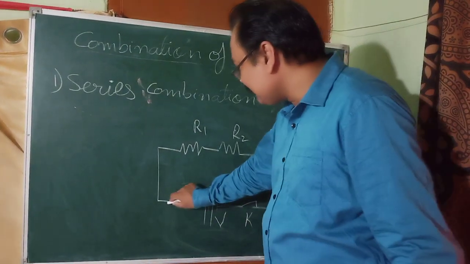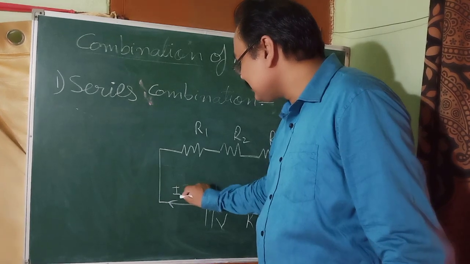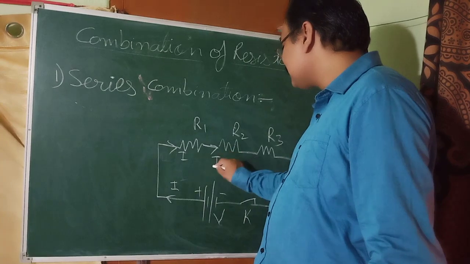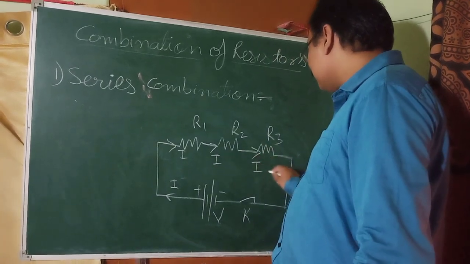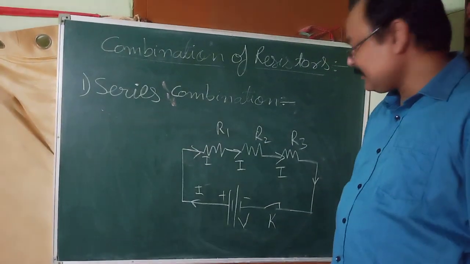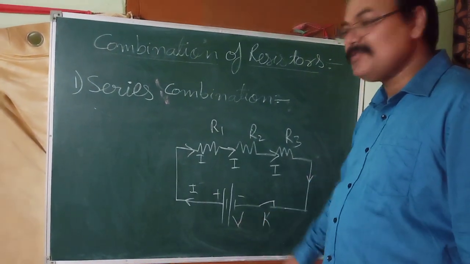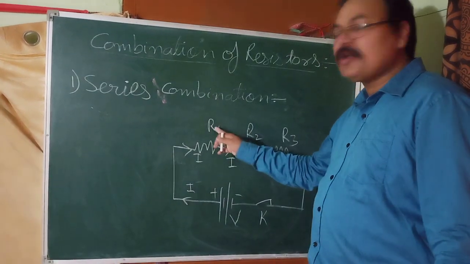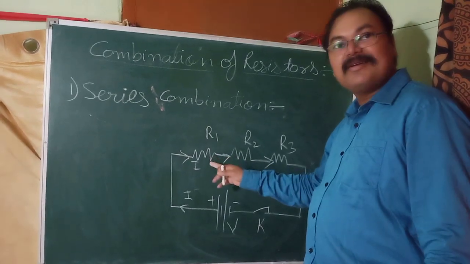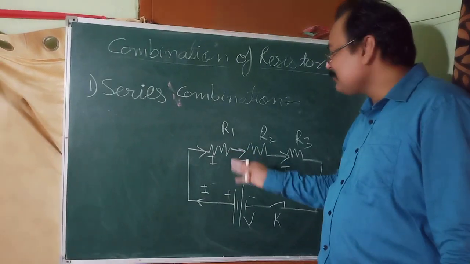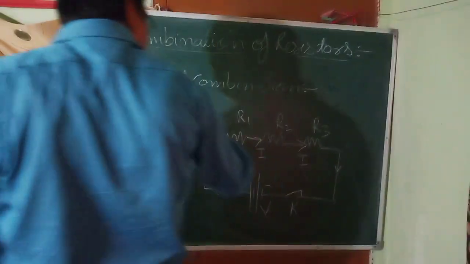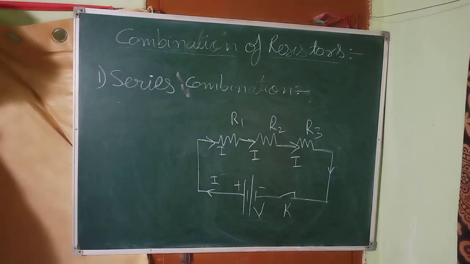So what will happen? Some current will flow. Suppose that current flowing through this is I. So same I will pass and reach here. Same I will pass through this, and same I will pass through this. So according to our statement, same current is flowing through all the resistors. Potential difference applied over here is V. Now, what is the potential difference across this? Suppose that potential difference across this is V1. We don't know it. So we can find out the potential difference across all the resistors using Ohm's law.